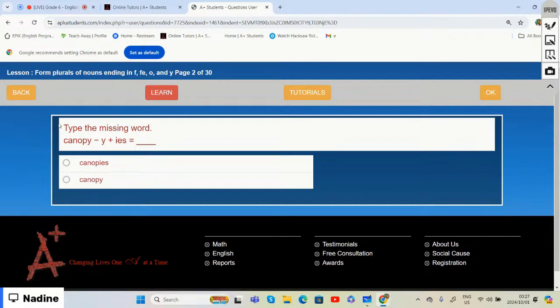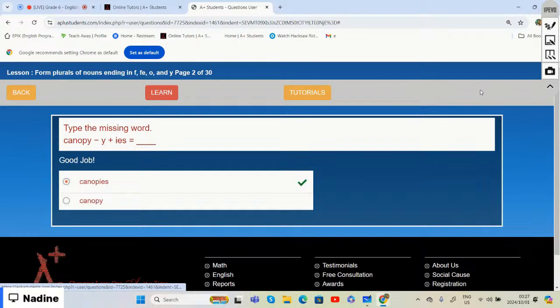If we were to choose the correct option, then yes, we will choose canopies because we have one canopy with a Y. But if we want to show the plural form, we drop the Y and we add the IES for canopies. So well done.